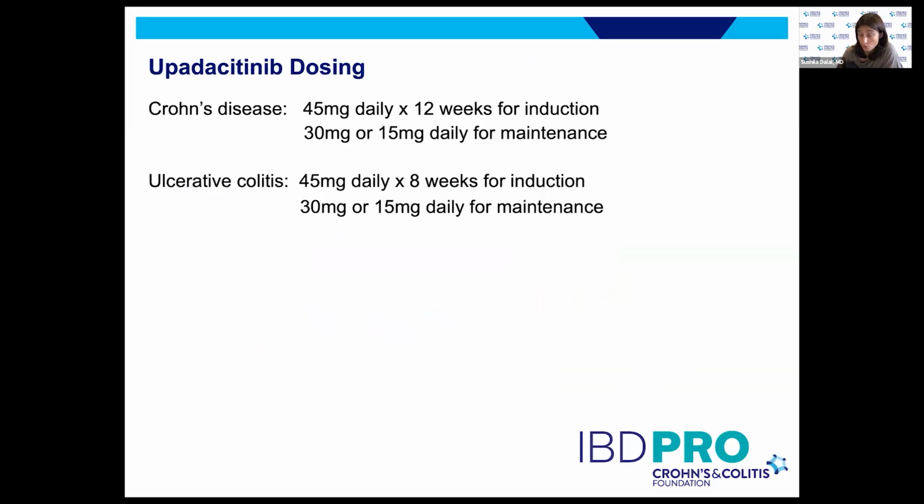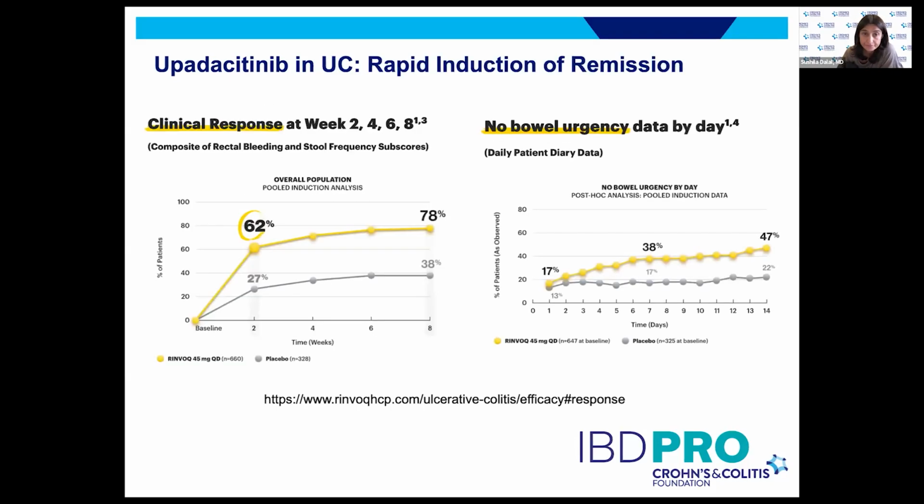So upadacitinib dosing for Crohn's disease is 45 milligrams a day for 12 weeks for induction. For ulcerative colitis, it's 8 weeks for induction. And then you have the option in maintenance of either doing 30 milligrams a day or 15 milligrams a day.